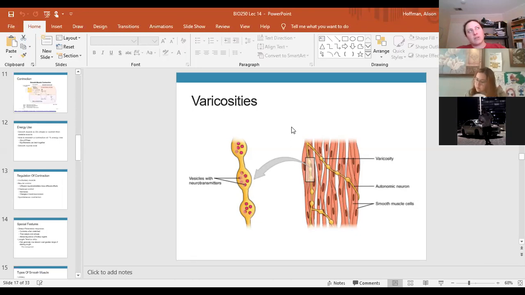So whereas in the neuromuscular junction, the vesicles were releasing neurotransmitter across the synaptic cleft, here we're releasing them from these things called varicosities. So the varicosities are just little bulges of the axon terminal spread across a sheet of smooth muscle, so that we're getting this generalized contraction instead of specific contraction. And that's because when we want smooth muscle to act, it's typically acting as a unit within the wall of whatever organ it composes. It's just the smooth muscle equivalent of the neuromuscular junction.